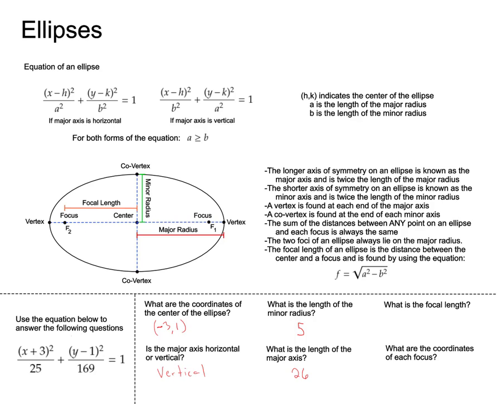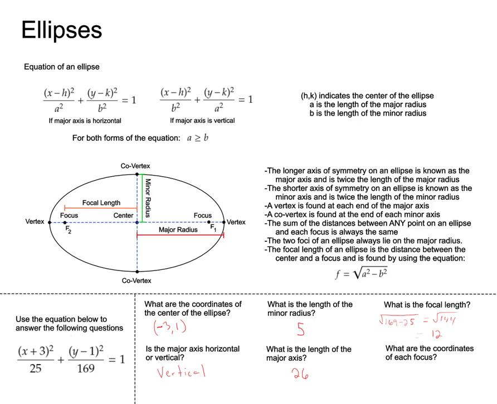What is the focal length? Well, the focal length is given by the equation f equals the square root of a squared minus b squared. So we're going to have the square root of a squared, which we know is 169, minus b squared, which is equal to 25. That's going to give us the square root of 144, which of course is equal to 12.